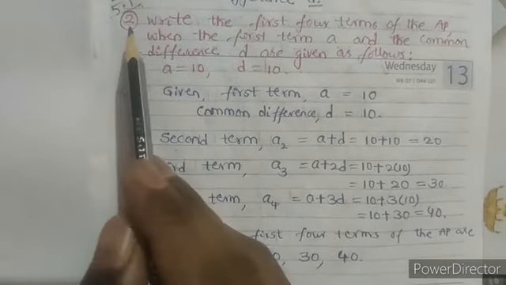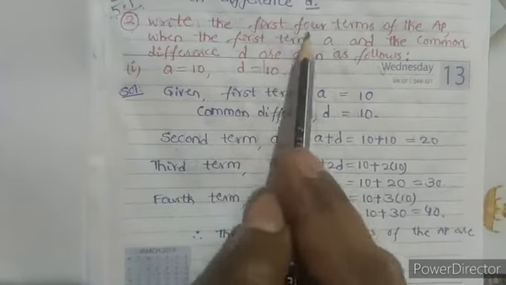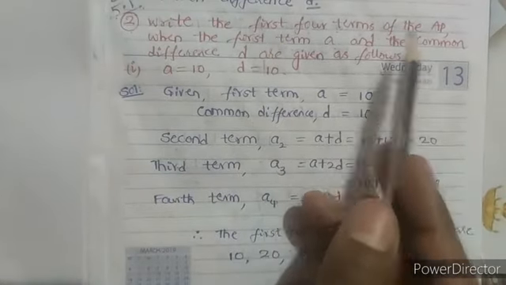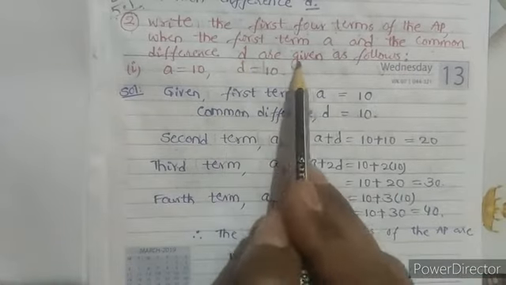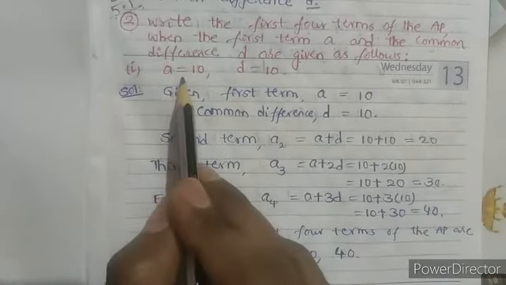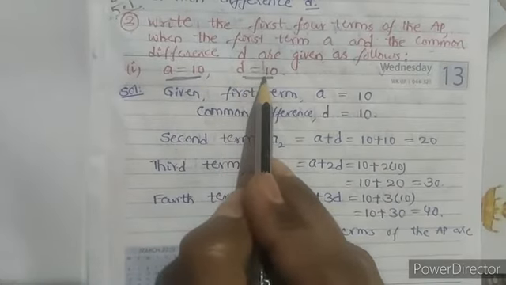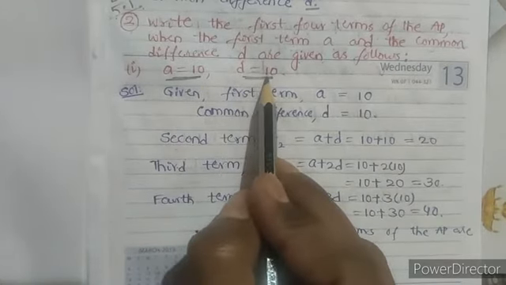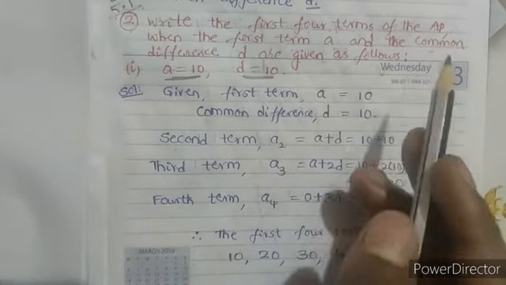Let us see exercise number 5.1, second question. Write the first 4 terms of the AP when the first term a and the common difference d are given as follows. So first term a value is given, common difference d value is given. They are asking us to find out the first 4 terms of that particular AP.